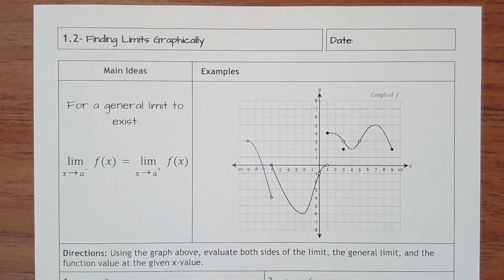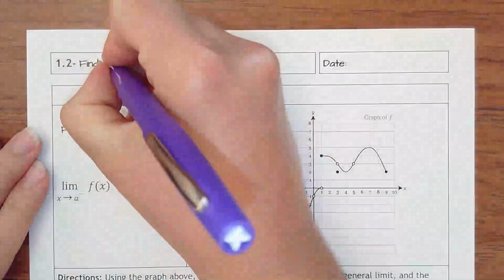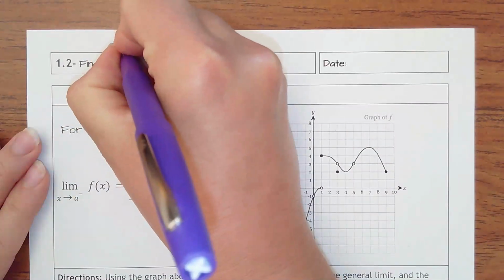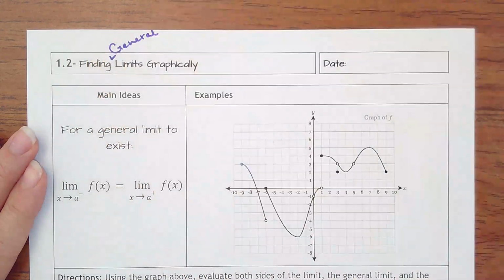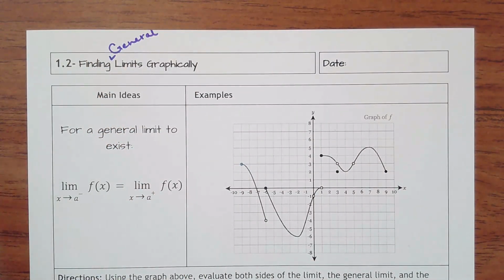Lesson 1.2 is finding limits graphically, and you might be thinking, hey, we just did this. This is actually called the general limits. So we did one-sided, which was specifically just coming from the left or the right. Now we want to find just the overall limit, which is actually going to look at the left and the right.